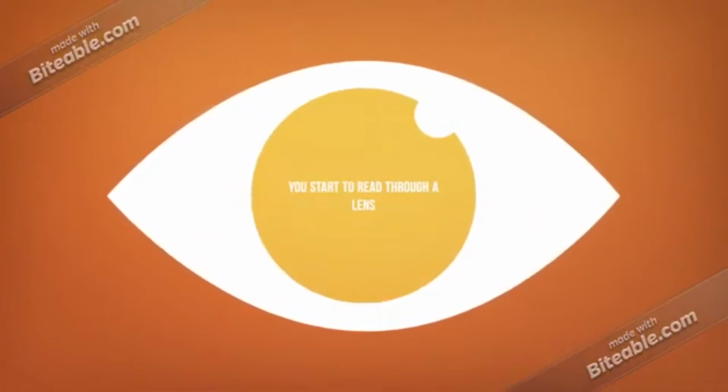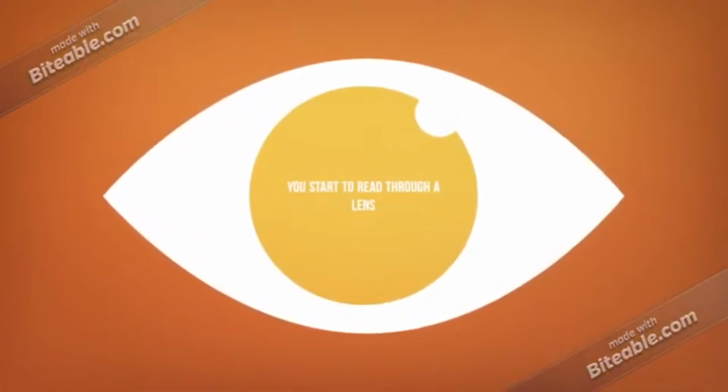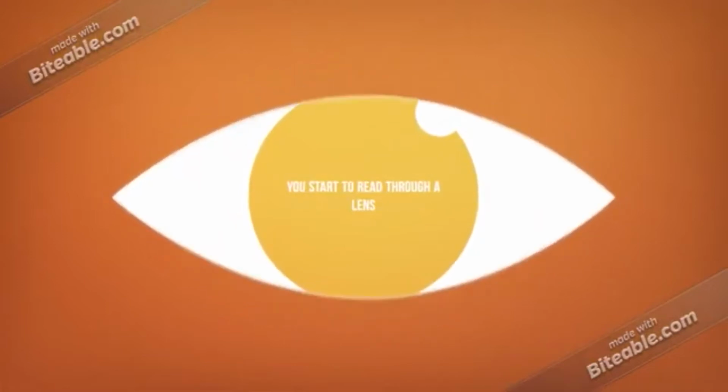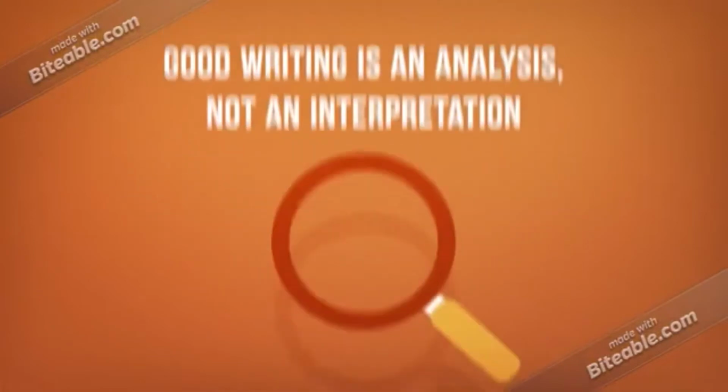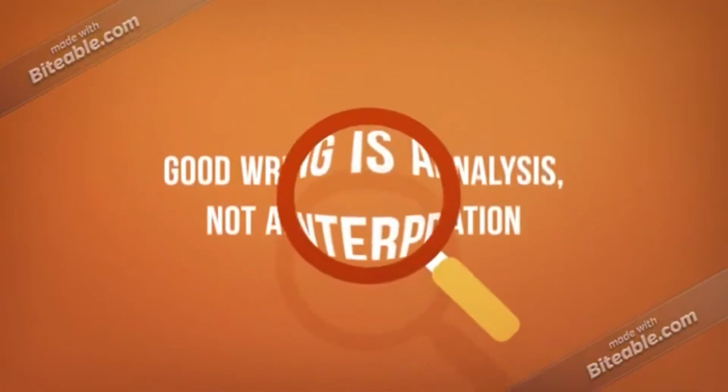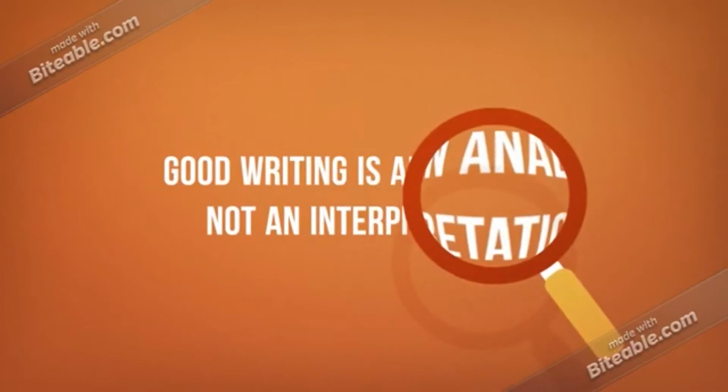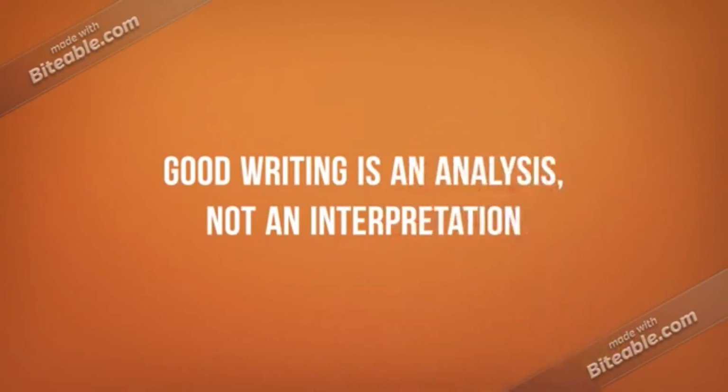The critical thinking route skips the analysis stage completely and goes straight to gathering proof. Again, this means your reading is filtered, but it also marks a crucial difference between good and bad writing in English language arts. Bad writing in English is an interpretation, and good writing in English is an analysis.